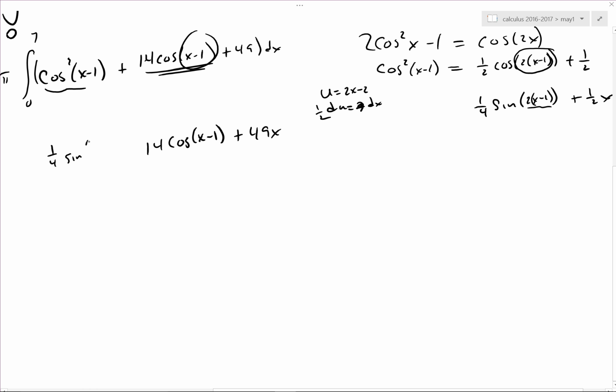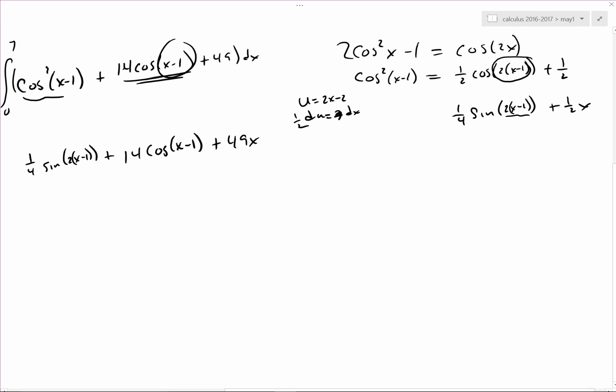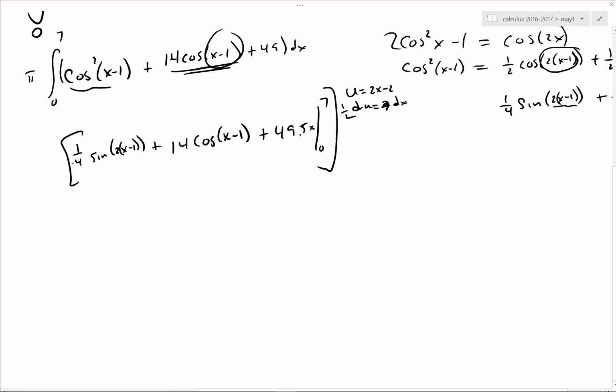That's a quarter sine 2x minus 1, plus another half x. So let's call this 49.5x. Then it's just a matter of plugging in your boundaries.